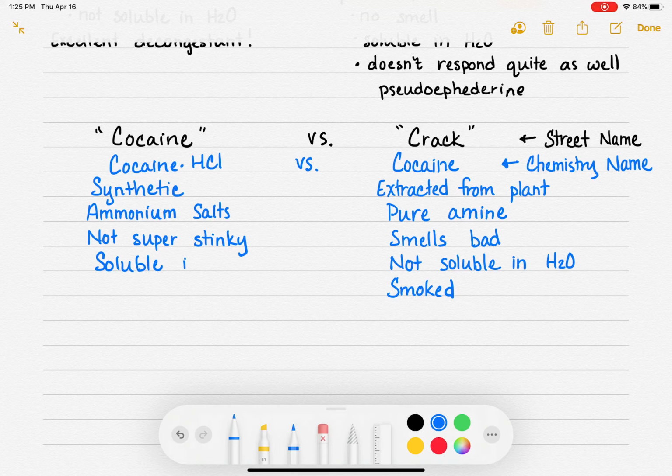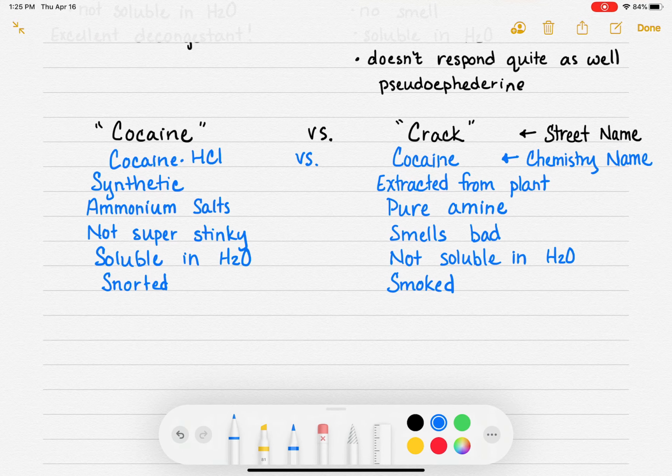Because it is soluble in water, that means you have more options of how you can take cocaine. So classically, it is snorted up the nose, and then it absorbs through your delicate mucous membranes into your bloodstream, where it eventually goes up to your brain. You can't snort crack for a variety of reasons, but one of them is that it just wouldn't work. It's not going to get you high if you go that route.